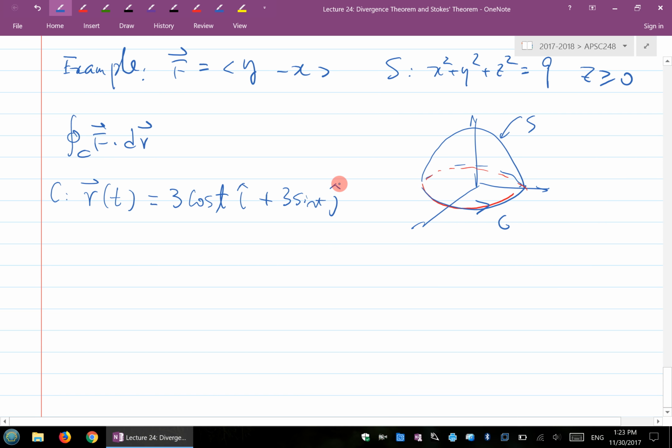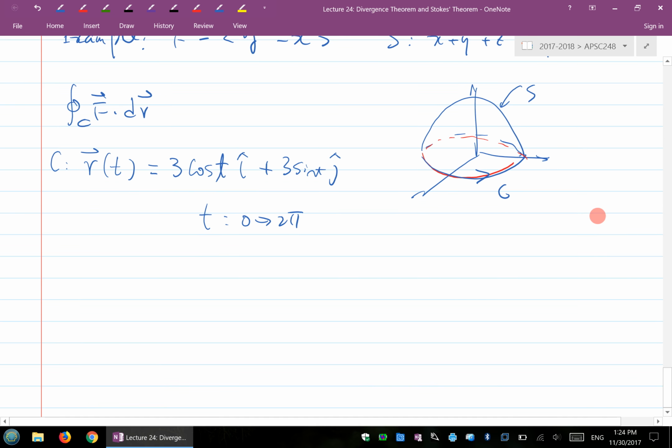Then you can use the typical approach for calculating a line integral. Basically substitute dr, and substitute x and y with 3 cosine t and 3 sine t. Because of the full circle, t goes from 0 to 2 pi. So you can calculate this using the typical approach for line integrals. Now I'm going to use Stokes theorem to calculate the line integral.